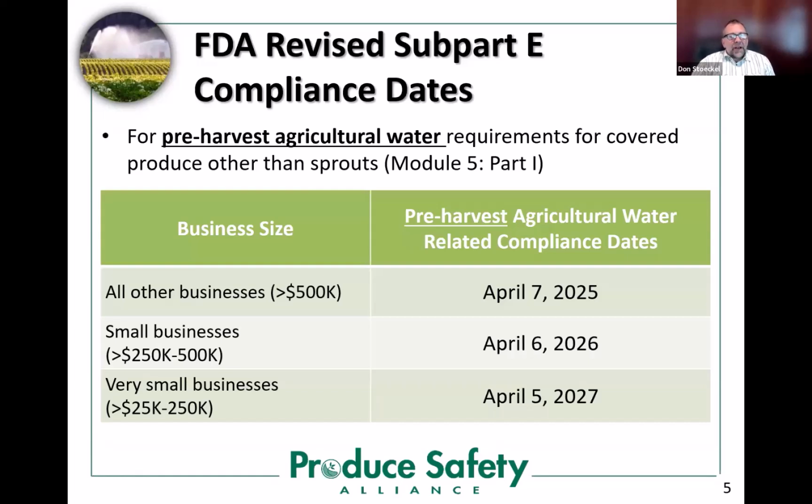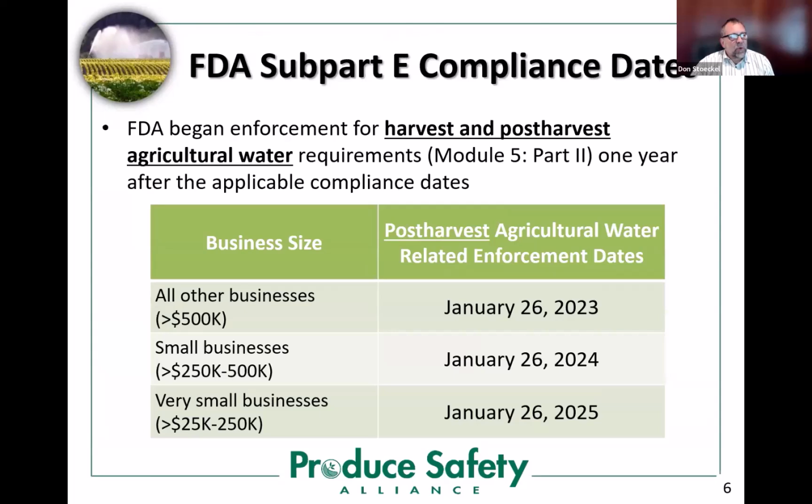We also need to talk about compliance dates because the revised Subpart E resulted in changes to compliance dates that are not reflected in the compliance date chart that's in Module 1. So in this case, the pre-harvest agricultural water compliance dates start in April of 2025, and they come in sequentially through 2027. We also went ahead and threw in the compliance dates for harvest and post-harvest water. Although those were already published, and those are the same as the ones that were in Module 1.